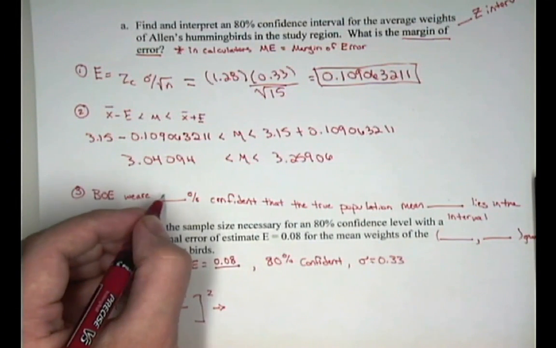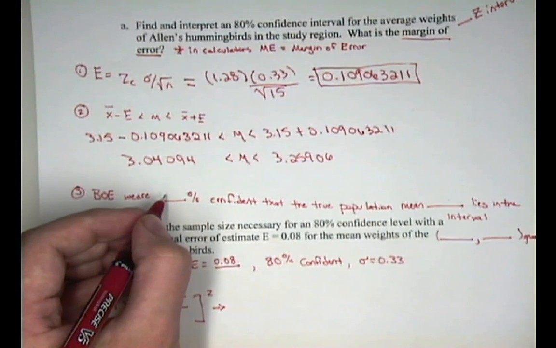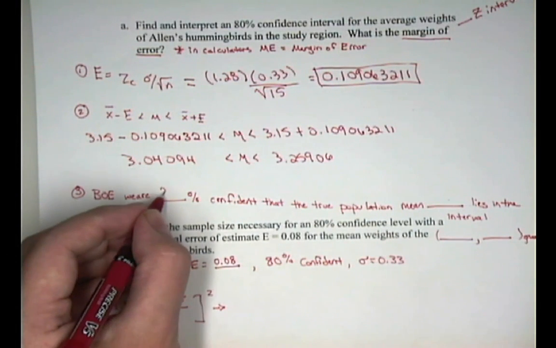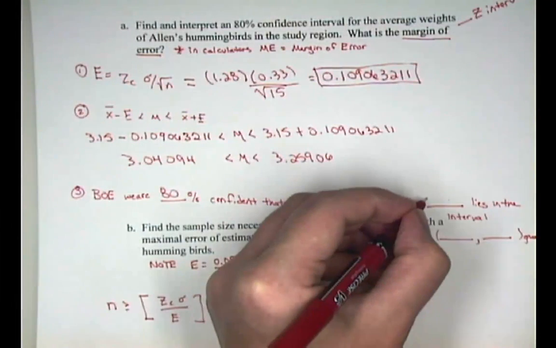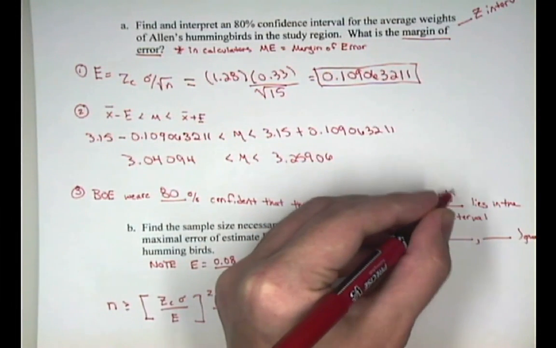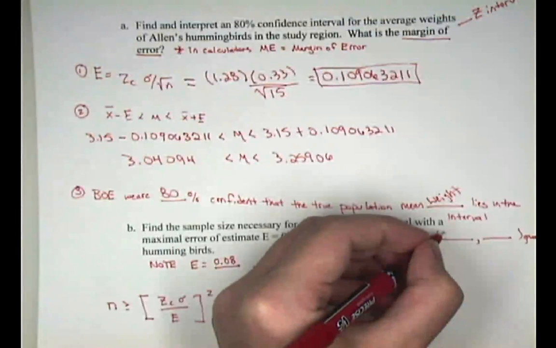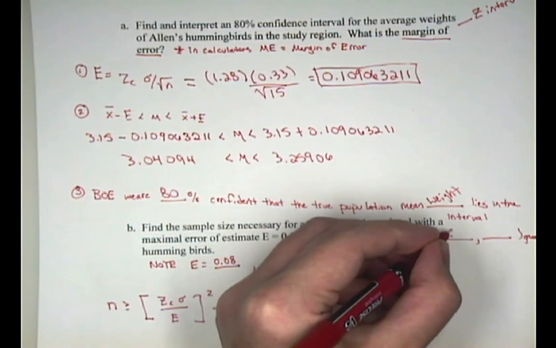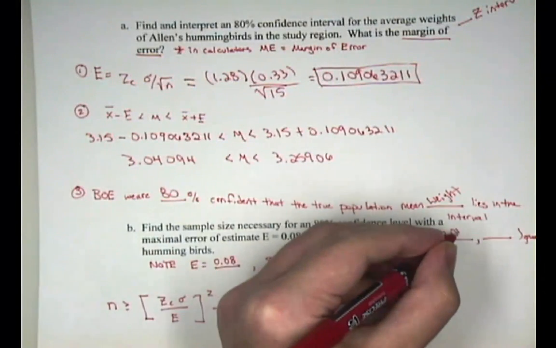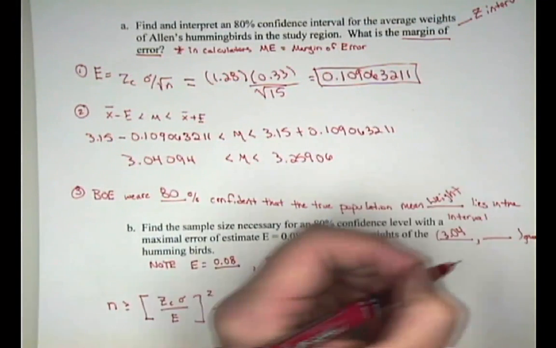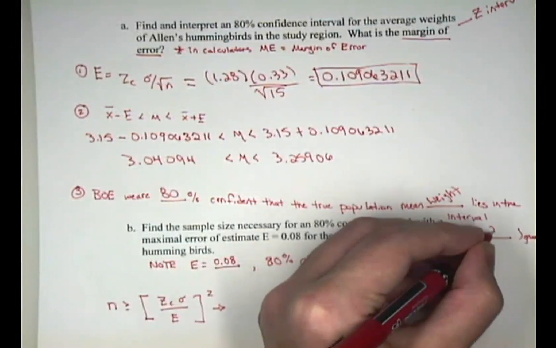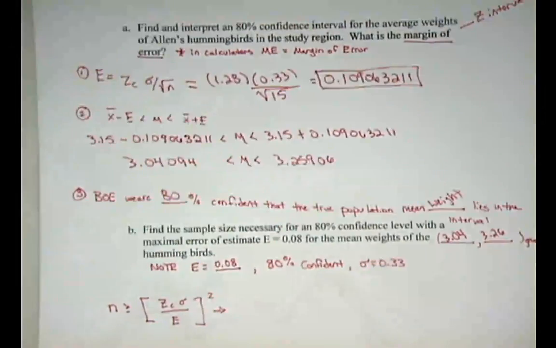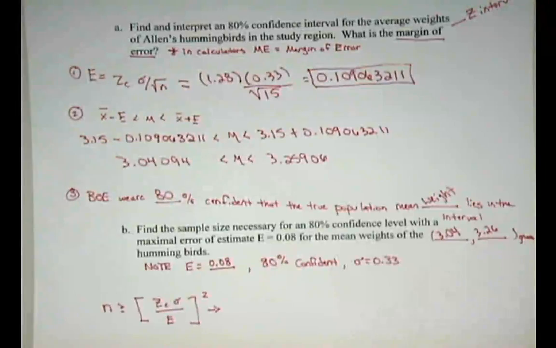So based on the evidence, this is our interpretation, step 3. We need to interpret the interval, make intelligent sounding sentences. We're going to be 80% confident that the true population mean, let's call it a weight, lies in the interval. Let's go ahead and round for simplistic purposes, 3.04 to, let's do 3.26 grams.